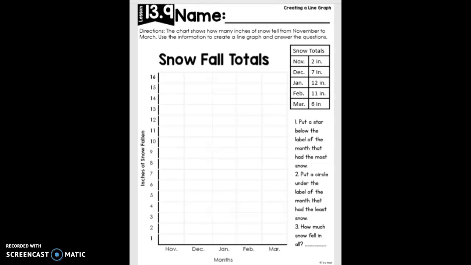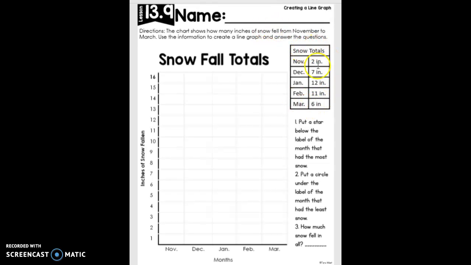Okay, so starting with the directions, we always start by reading the directions first. The chart shows how many inches of snow fell from November to March. Use the information to create a line graph and answer the questions. Remember, the last 2 days we've been studying line graphs. So here's what you're going to do.